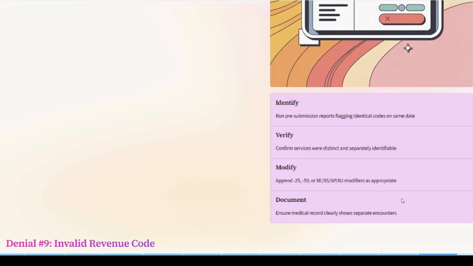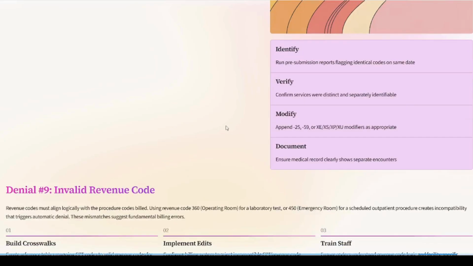Okay? So, what should we do? We must run pre-submission reports flagging identical codes on the same date. We need to verify confirmed services were distinct and separately identifiable. We need to modify by using the appropriate modifiers. And we need to document, ensuring medical documentation clearly shows separate encounters. Okay?